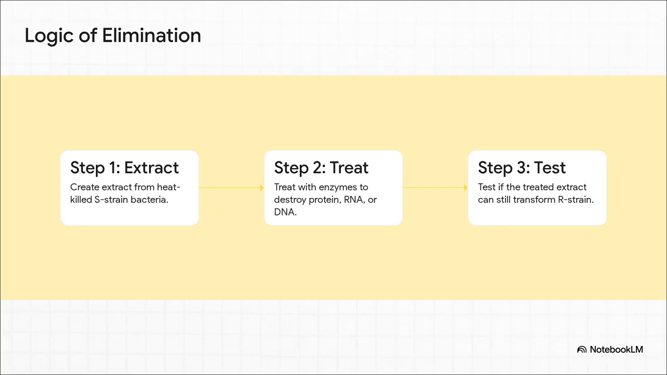Their approach was just brilliant in its simplicity. It was a process of elimination. They took the extract from the deadly S strain bacteria, the stuff with the transforming principle in it, and then they treated different samples with enzymes designed to destroy one specific type of molecule at a time. So one enzyme would destroy protein, another would destroy RNA, and a third would destroy DNA.